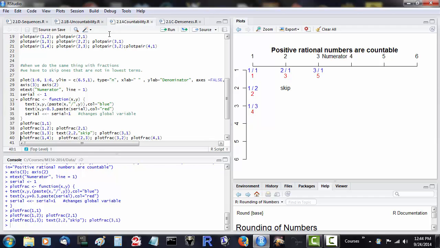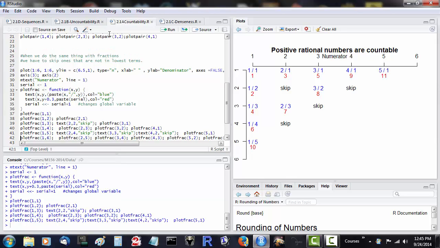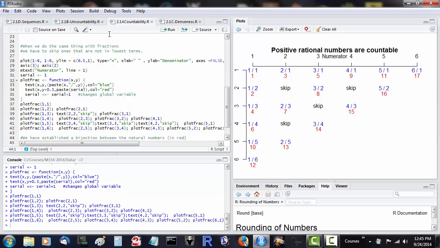On the next diagonal, life gets a little bit more complicated because when both the numerator and denominator are equal to 2, that's the same number as 1 over 1, so I have to skip over it. That doesn't happen on the diagonal where the sum of numerator and denominator is 5, but in the sum equals 6 diagonal, we have to skip over 2/4, 3/3, and 4 over 2. Anyway, you can see what's happened. We have assigned 17 serial numbers to 17 fractions, and it's obvious that as we proceed, we will assign a serial number to every fraction.